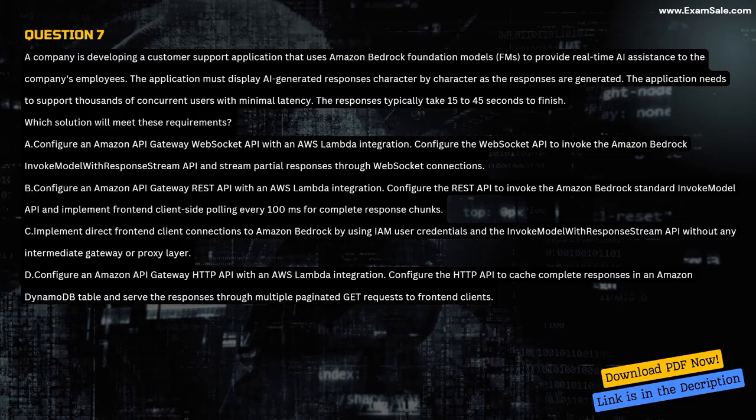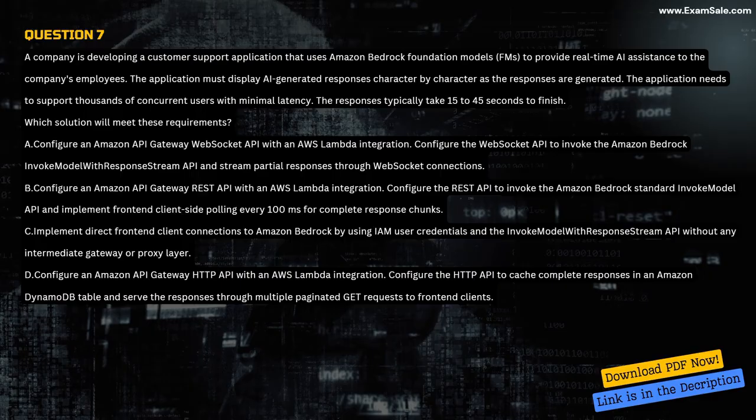A. Configure an Amazon API Gateway WebSocket API with an AWS Lambda integration. Configure the WebSocket API to invoke the Amazon Bedrock Invoke Model with Response Stream API and stream partial responses to WebSocket connections. B. Configure an Amazon API Gateway REST API with an AWS Lambda integration. Configure the REST API to invoke the Amazon Bedrock Standard Invoke Model API and implement front-end client-side polling every 100 milliseconds for complete response chunks.